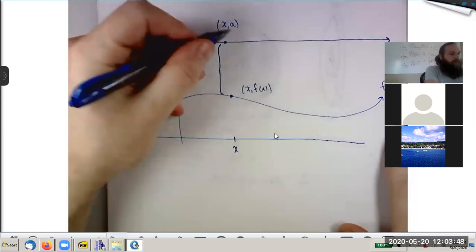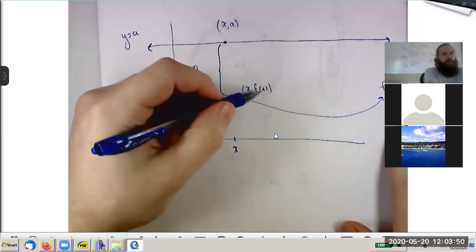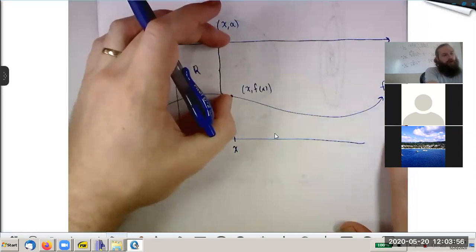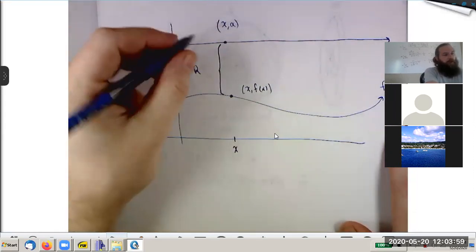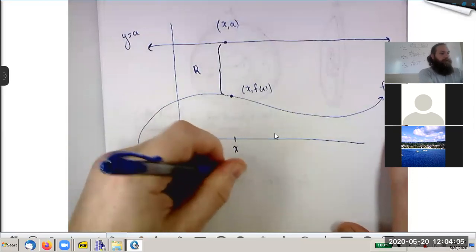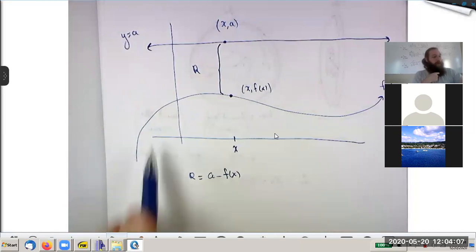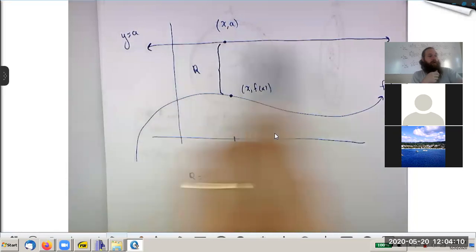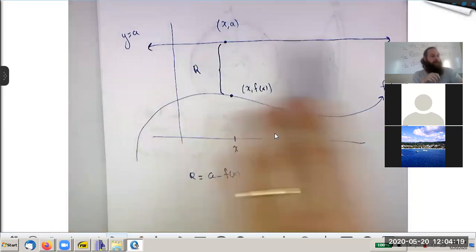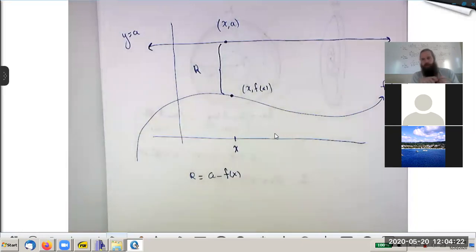I need to take this y value, because it's the larger y value, and subtract from it this y value, right? That's this distance. It's a vertical distance, so we're going to be subtracting y values. You take the bigger y value minus the smaller y value. So here, big R would be a minus f of x. So if this curve was f of x equals x squared, and this line was y equals 1, then that would be 1 minus x squared. If this curve was y equals square root of x, and this line was y equals 1, then this would be 1 minus the square root of x. Does that help? Good, good.